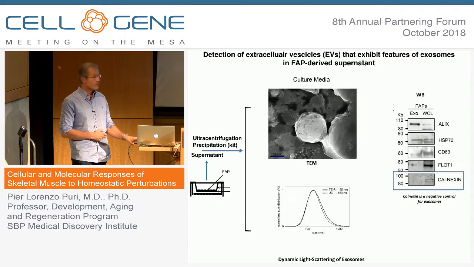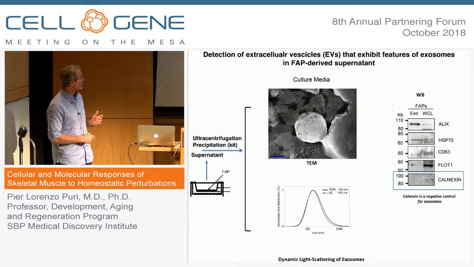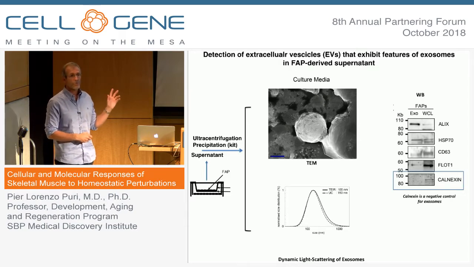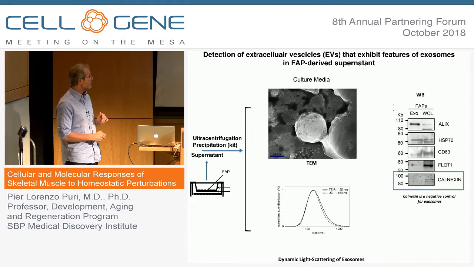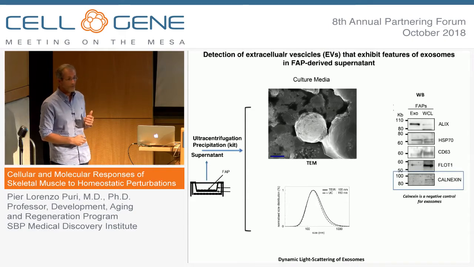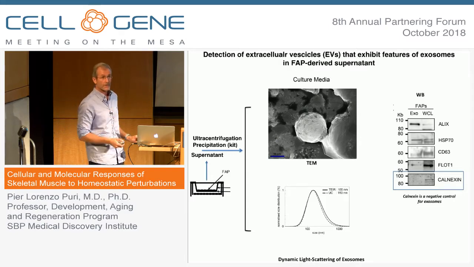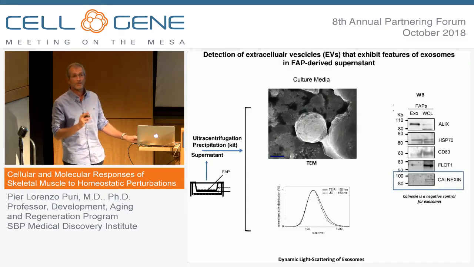So we started to verify this hypothesis, and we used the supernatant of these fibroadipogenic progenitor cultures, whereby we used three kits. I'm just showing one of them, but invariably we could purify extracellular vesicles that obey all the criteria for their definition as exosomes. Still, I will call them extracellular vesicles because it has been recommended by a reviewer.